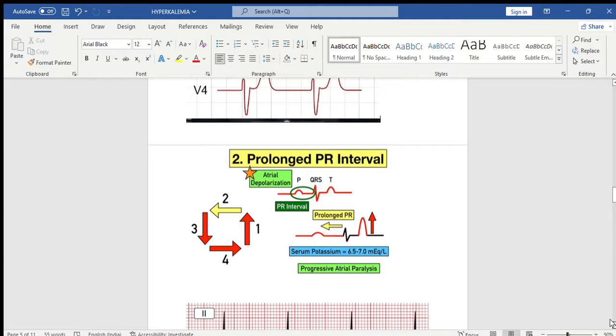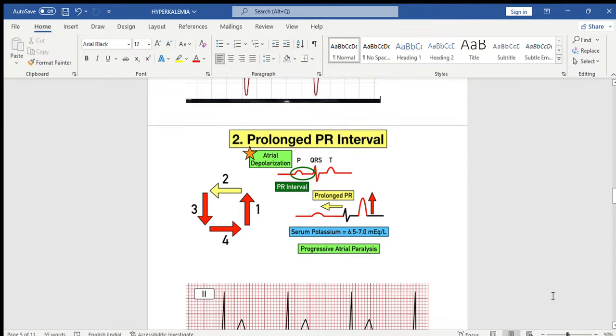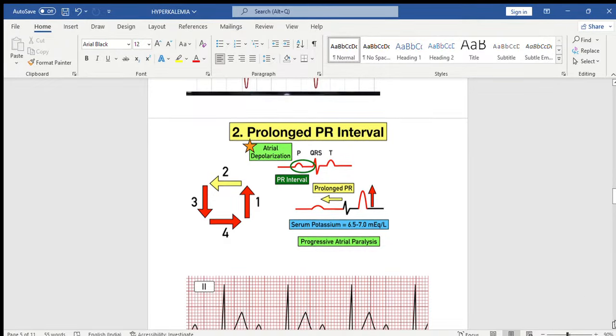The second change is a prolonged PR interval. Now this is a P, and this part is called the PR complex. So there is prolongation of this PR interval. Look at this over here. The PR interval is prolonged around 6.5 to 7 or 7.5, you could say.